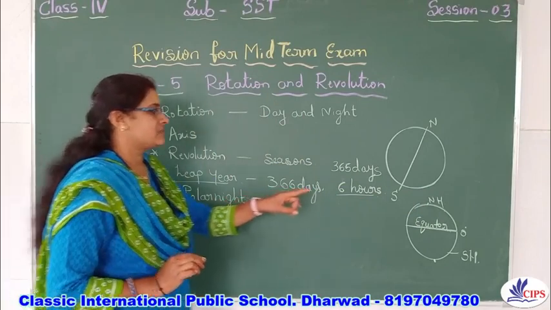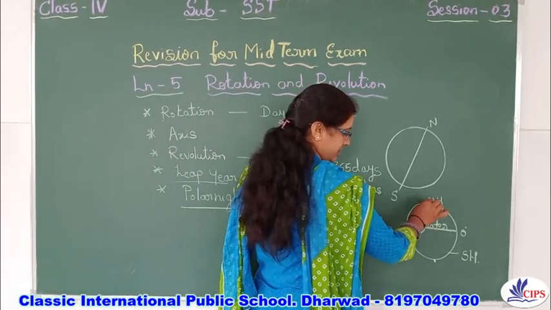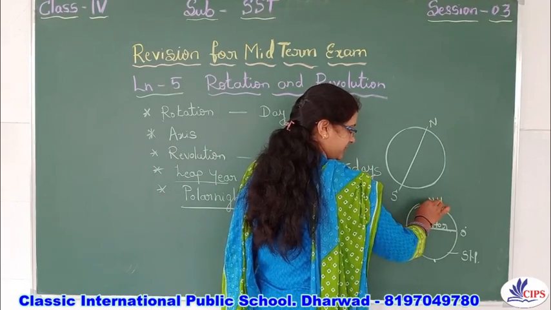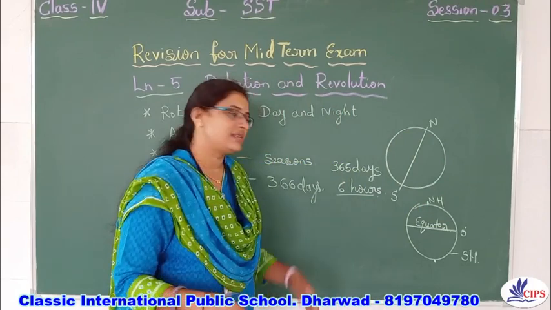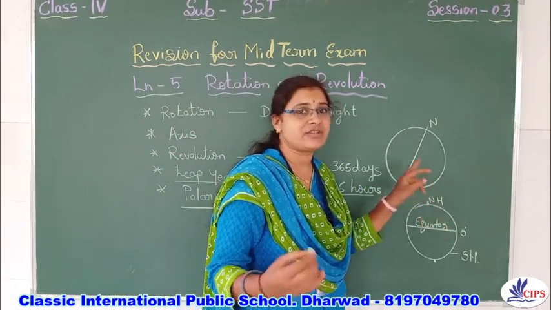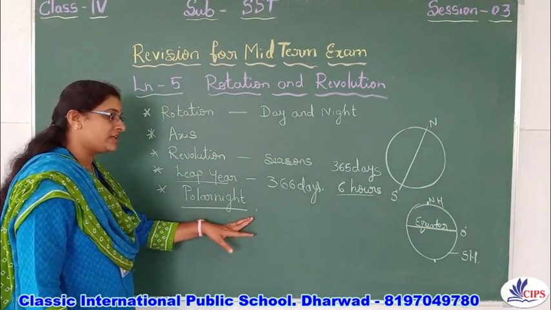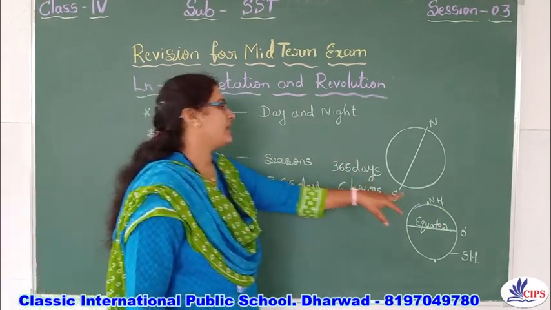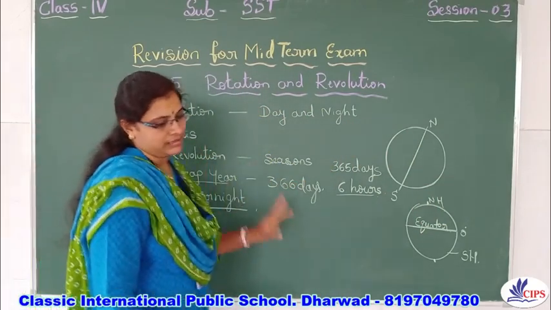Understood children? In the winter season in the northern hemisphere, at the North Pole, there is continuous darkness because the sun does not rise. That's why this continuous night in the polar region, at the North Pole, is known as a polar night.